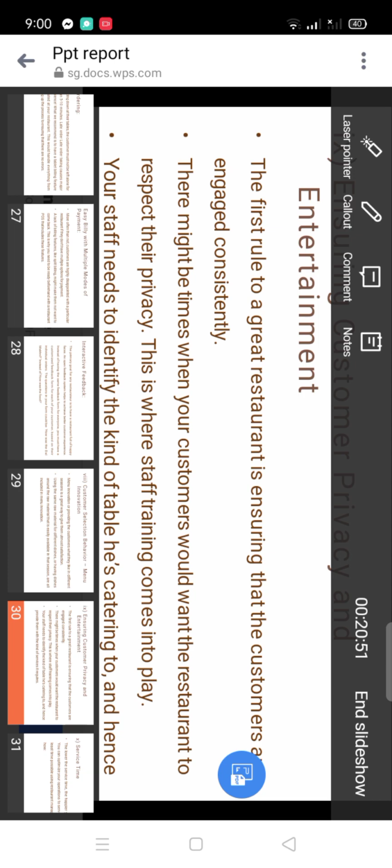Ensuring customers' privacy and entertainment. The first rule is to greet customers and ensure that the customers are engaged consistently. Having said that, there might be times when your customers would want the restaurant to respect their privacy. This is where staff training comes into play. Your staff needs to identify the kind of table he's catering to, and hence provide them with the kind of services it requires.